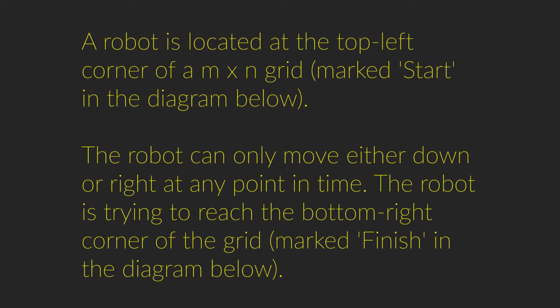Let me try to make the question clear. Our grid could be of any size, that's m times n, but our robot always starts from the top left corner, right? This is where our robot will be located. And then our objective is to reach the end. So the end is the bottom right corner, right?